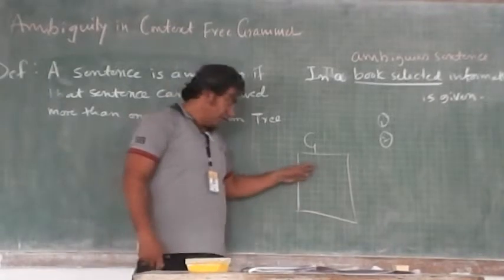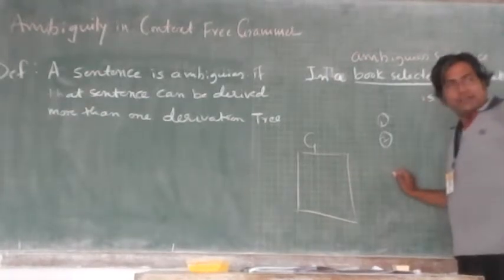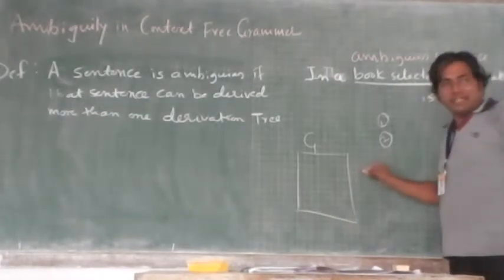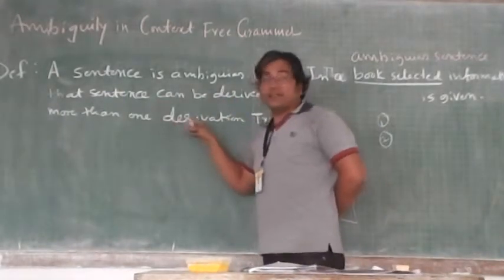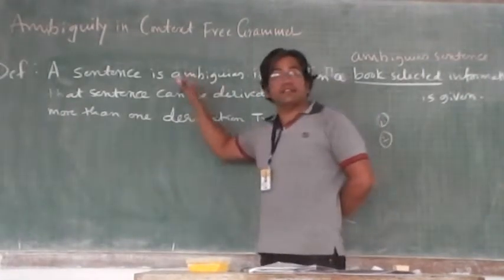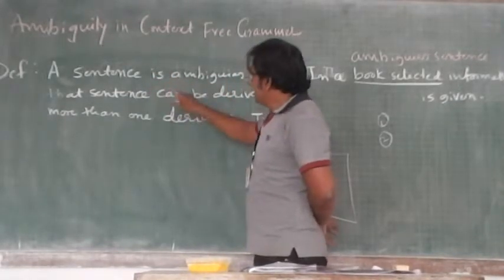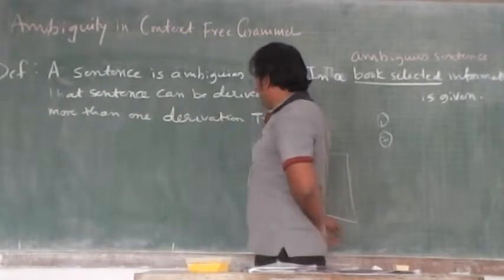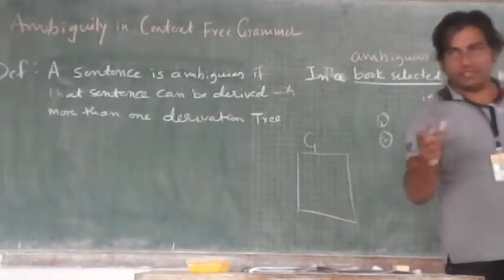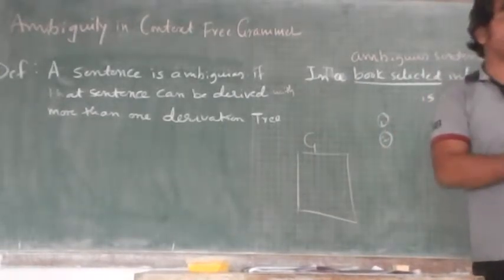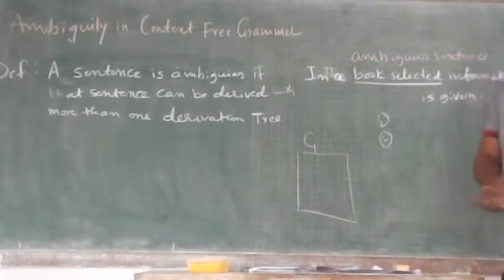Suppose a particular sentence from this grammar is possible to have two different derivation trees, then I can say that sentence is an ambiguous one. See, read this: a sentence is ambiguous if that sentence can be derived with more than one derivation tree. If for a sentence we can make two different derivation trees, then what do we call such a sentence? An ambiguous sentence.